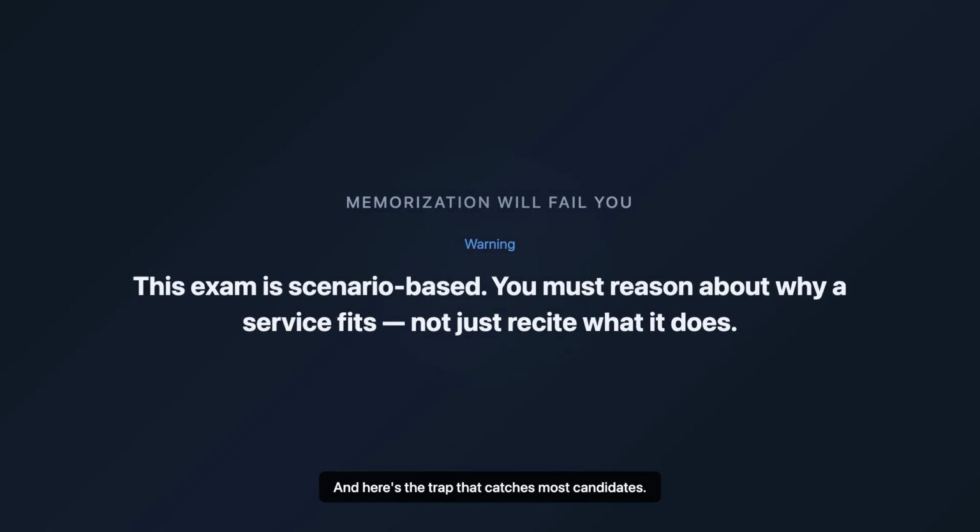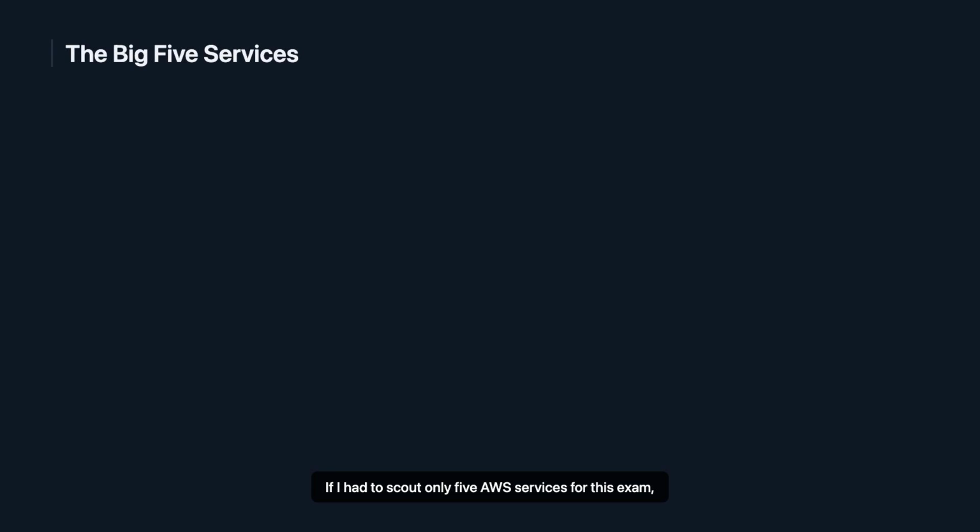And here's the trap that catches most candidates. The Data Engineer Associate exam is scenario-based. Questions are framed as realistic business situations with multiple plausible architectures, and you have to reason about trade-offs. Memorizing service feature lists will not save you. You need to understand why a service is chosen for a given workload, not just what it does. Candidates who only watch videos consistently report failing. Candidates who actually build pipelines pass comfortably. If I had to scout only 5 Amazon Web Services for this exam, here they are.